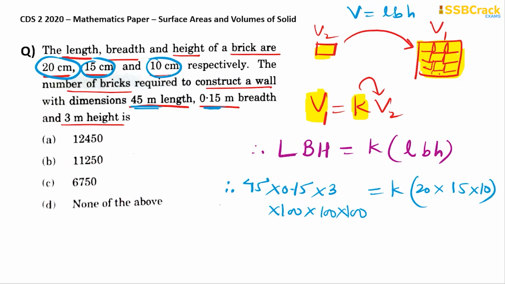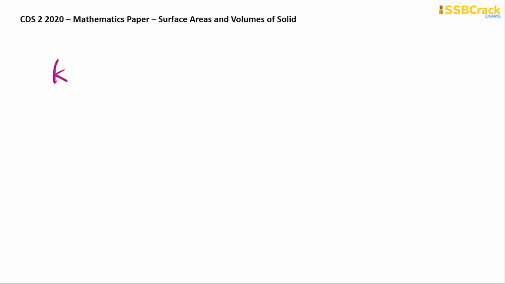So, it's very clear that on the left hand side we have centimeter cube, and on the right hand side also we have centimeter cube, and both are of the same unit because we are equating V1 equal to K times V2 volume. So their units get cancelled. So K will be a unitless quantity, it's a number, right. So on the next line, how do you obtain K? K is equal to 45 into 0.15 into 3 into 100 into 100 into 100, right.